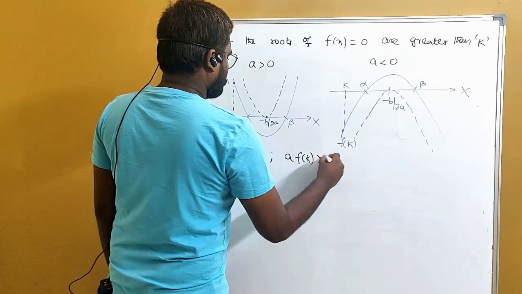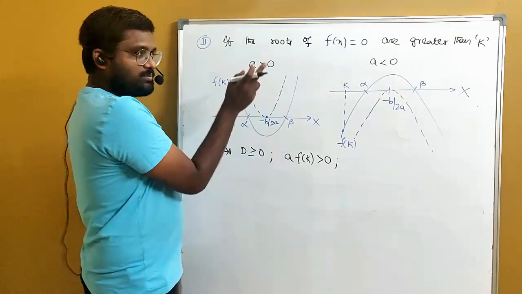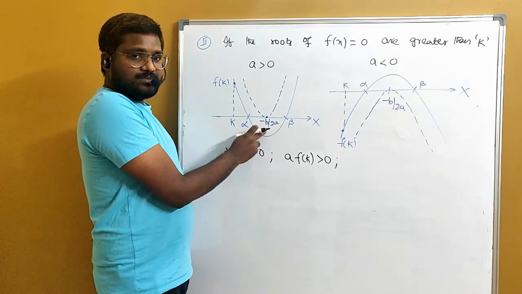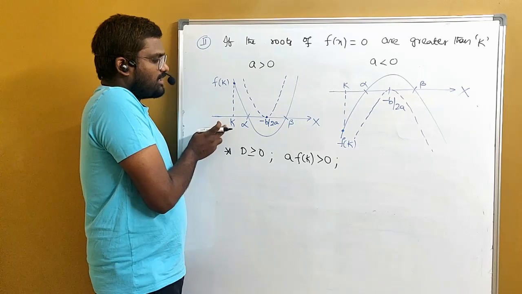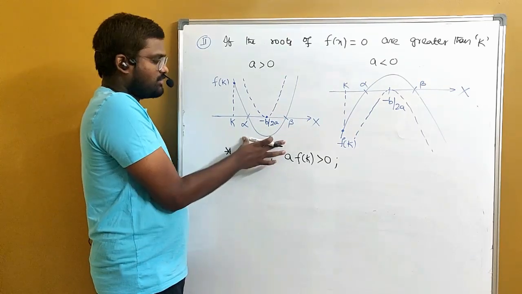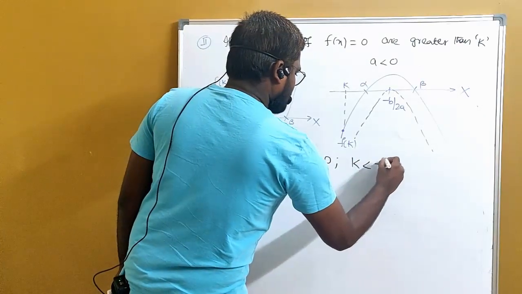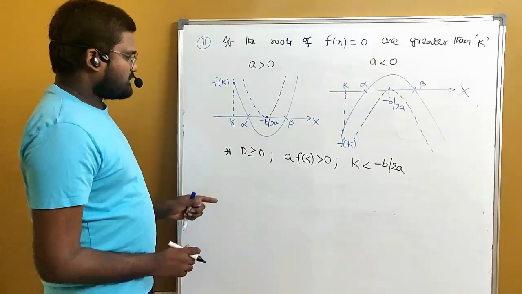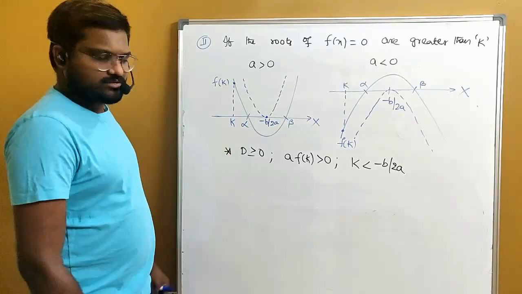A into f of k will be positive, isn't it? And what about this one? In the previous case we had k greater than minus b by 2a, but in this case k is less than, because this number k is less than alpha and beta, because the roots alpha and beta are greater than k. So in this case k will be less than minus b by 2a. So this is the difference between the previous case and this case. Understood?